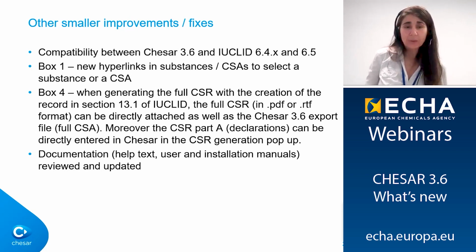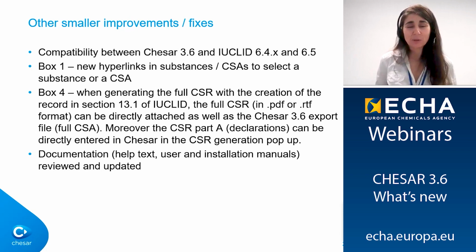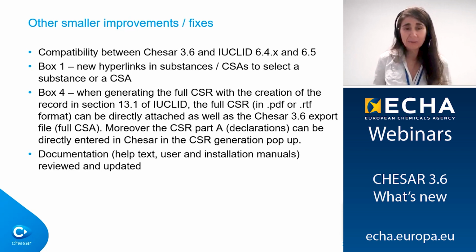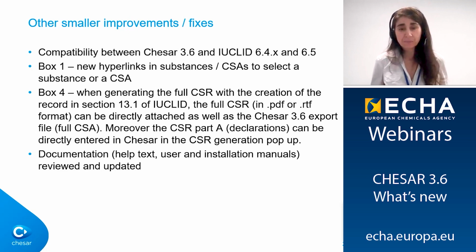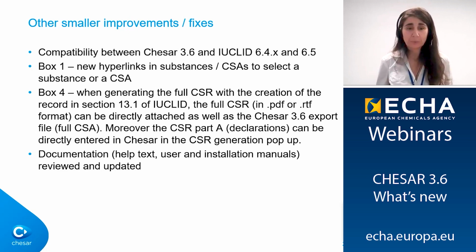Then in box 4, we did some changes in order to have a better communication and a better transfer of the information of the CSR to IUCLID, so that when generating the full CSR with the creation of a record in section 13.1, the full CSR in PDF or RTF format can be directly attached, as well as the Chesar 3.6 reports. And now with Chesar 3.6, the CSR part A, the declarations, can be directly entered in Chesar in the CSR generation pop-up window. And of course, the full documentation, so the help text, the user and installation manuals have been reviewed and updated.